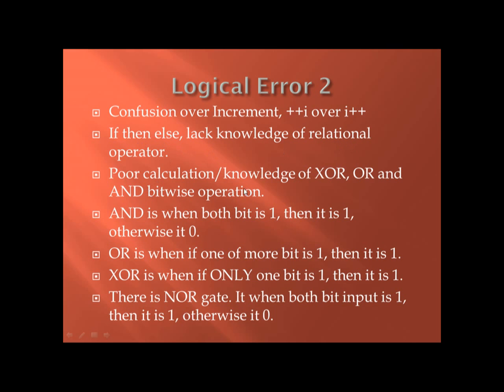Now, pure calculation knowledge of XOR gate or AND bitwise operation. AND is when both bits are 1, then it is 1, otherwise 0. OR is if one or more bits is 1, then it is 1. XOR is only 1 if an odd number of bits are 1. In case you have more than 2, then it is 1. There is a NOR gate, where if both bit inputs are 1, then it is 1, otherwise it is 0.